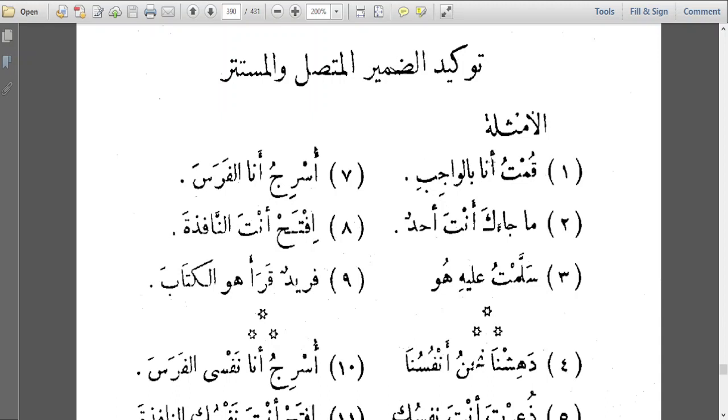So even before we get into the lesson, something like kumtu, you see the tu here is attached to the verb kumtu. Okay, you see something like ja'aka, the kaf is attached to the ja'a. Sallamtu, the tu is attached to the sallam. Okay, so those are called al-dhama'ir al-muttasila, attached pronouns. And then we have the al-mustatir, where the pronoun is hidden.